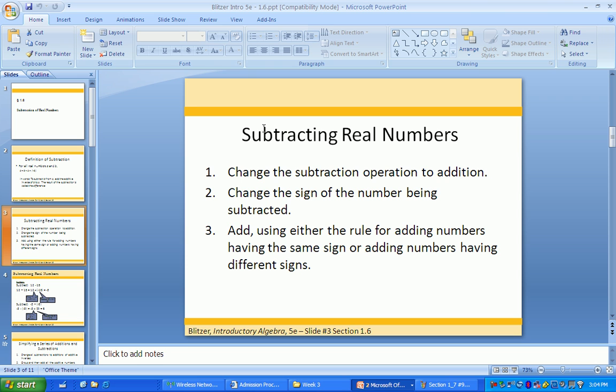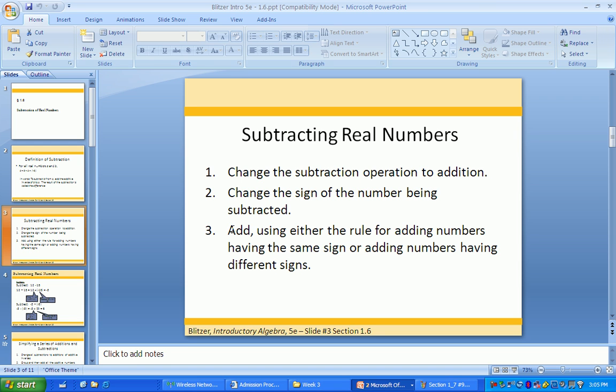One of the things that may help you, especially when we get into a long chain of negative and positive values, or subtraction and addition, is to look at these steps, and they can help you get the answer. The first thing you might want to do is change the subtraction operation to addition, so that in between each number you're going to have an addition sign. Then what you're going to want to do is change the sign of the number being subtracted. So if you have, like we had in the previous example, a minus b, we changed the sign of b from a positive to a negative, but we added that addition sign instead of the subtraction sign.